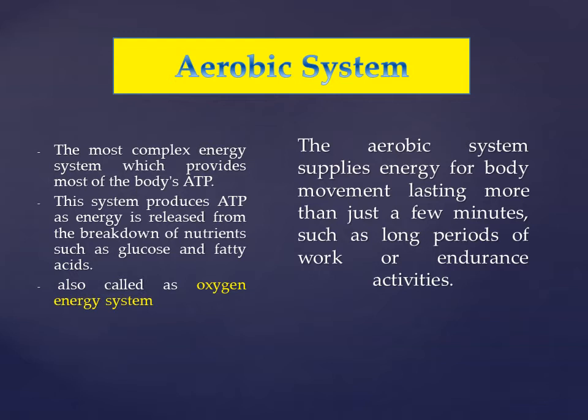The complexity of this system, along with the fact that it relies heavily on the circulatory system to supply oxygen, makes it slower to act compared to the ATP-PC or lactic acid systems. The aerobic system supplies energy for body movement lasting more than just a few minutes, such as long periods of work or endurance activities.